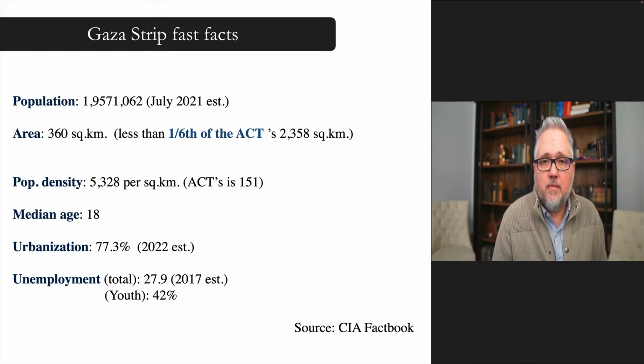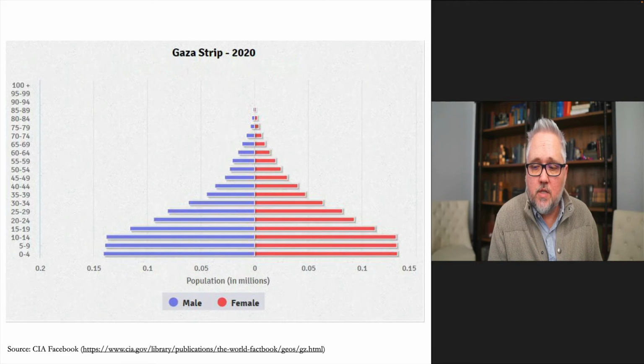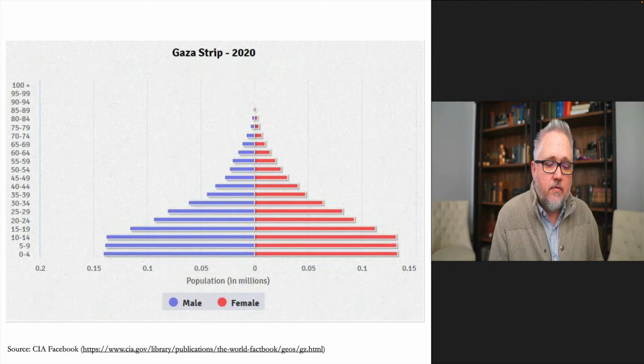The median age is 18, it is 77% urbanized, and official unemployment figures put it around 27%, with youth at 42%. Others will say that it's actually substantially higher. If you look at the population pyramid in the Gaza Strip, you do see a bit of flattening at the bottom for the ages under 15, but it is a large, densely populated area with population growth that is facing incredible hardships, both at an individual level as well as the borders and the blockade by the Israeli forces.